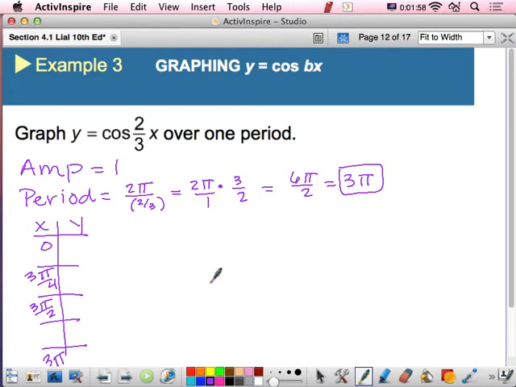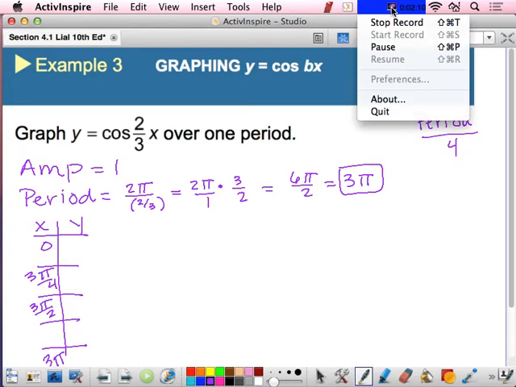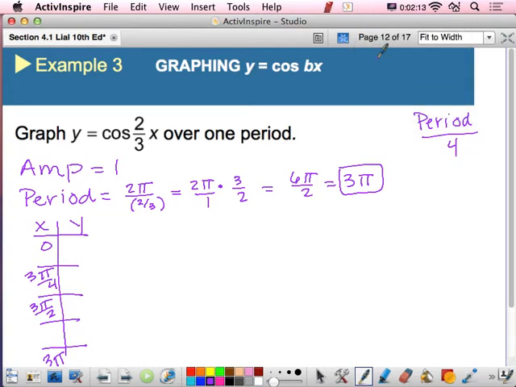The first value is always the period over 4. That's always your first value. So if our first one is the period divided by 4, which is 3 pi over 4, that also is how many steps up it goes each time. So the first one is 3 pi over 4. The second one is 3 more than that, which is 6 pi over 4. The next one is 9 pi over 4. And the last one would be 12 pi over 4.